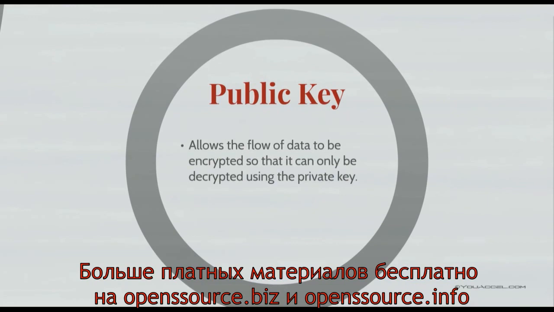Earlier in this course, we introduced the term public key. A public key allows the flow of data to be encrypted that can only be decrypted using the private key. For example, if the issuing authority for a certificate was Google, you could use this certificate to encrypt data so that only Google could decrypt it.